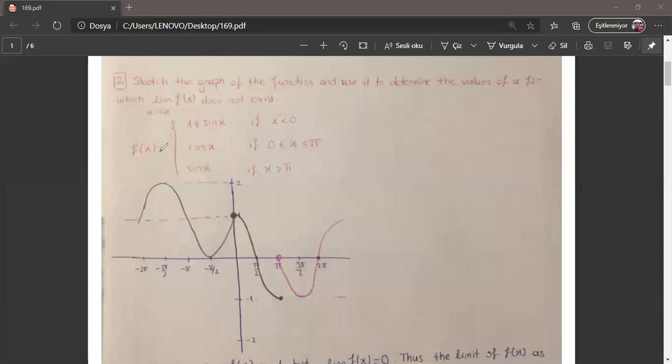Here we have this function, which is defined piecewise. So first we sketch that. Remember, we start with the function that we know better. We know sinus, right? Let me write first these values, 3 pi over 2, sorry.